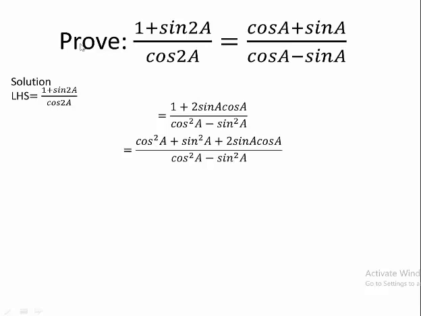Now what you are going to do is factorize what's at the top. Firstly, just group them up so that it is less confusing for you. So you can start off with cos squared a plus 2 sine a cos a plus sine squared a, all over cos squared a minus sine squared a. Like I said, this factorizes nicely at the top, and at the bottom it also factorizes nicely.